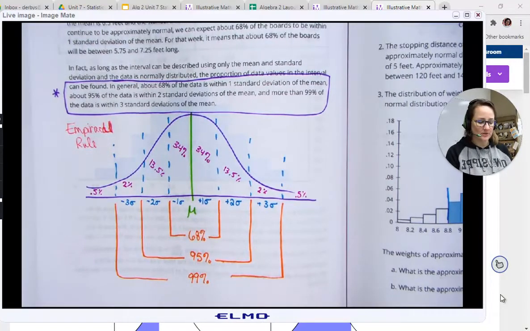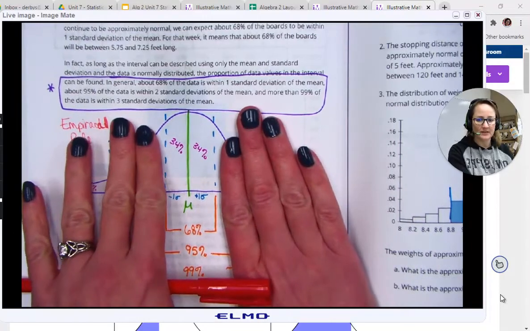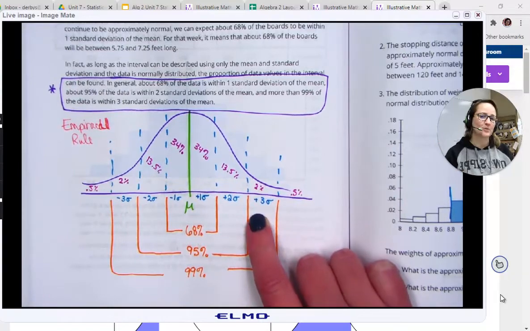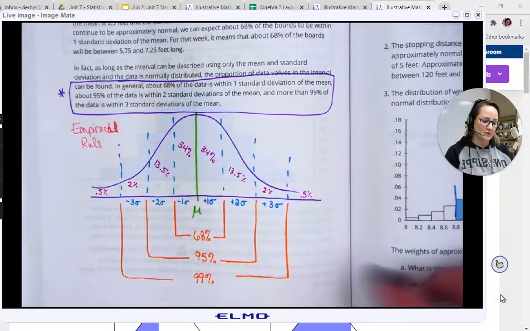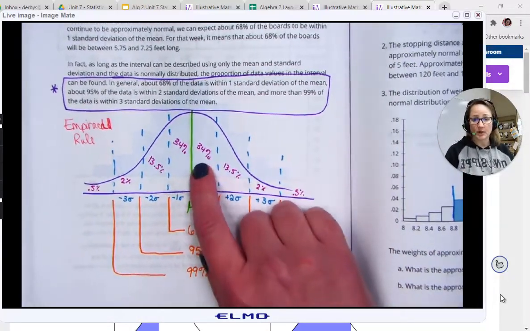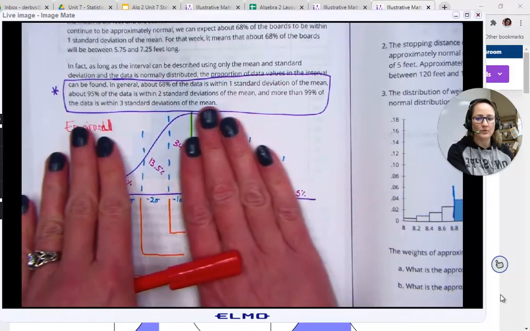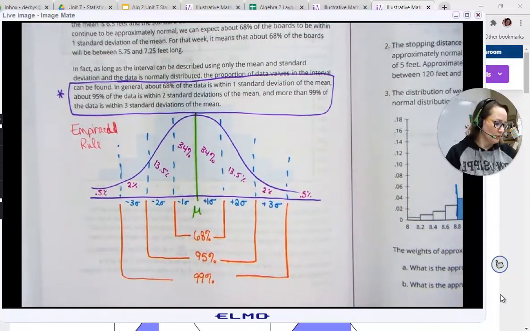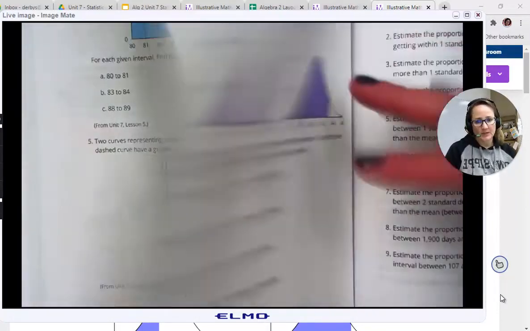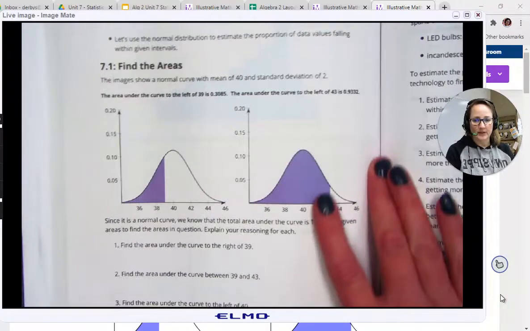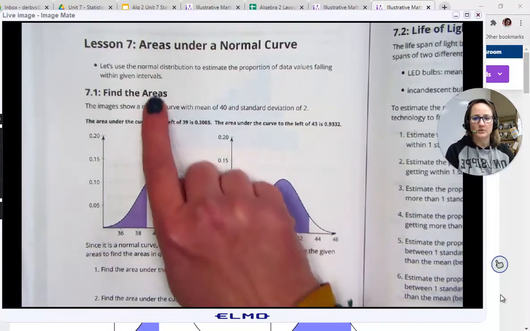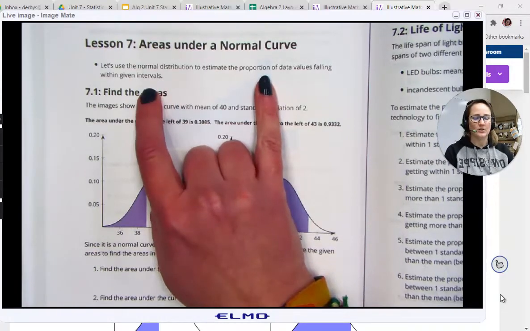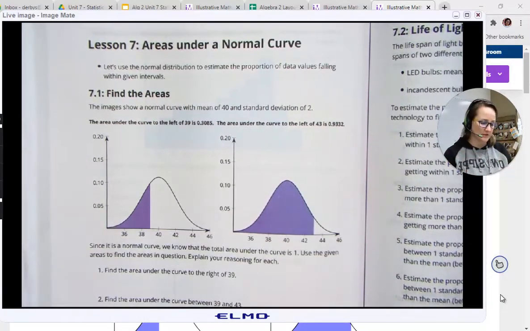But you may be asking yourself, what happens if we're not locked in at these specific standard deviation segments? That's what we're going to look at today. So we're actually going to be able to find that percentage or the probability of any interval within our standard distribution, our normal curve. And we're going to see that we're not locked into just only those ideas. So we're going to use that normal distribution curve to estimate proportion of data falling within a given interval.